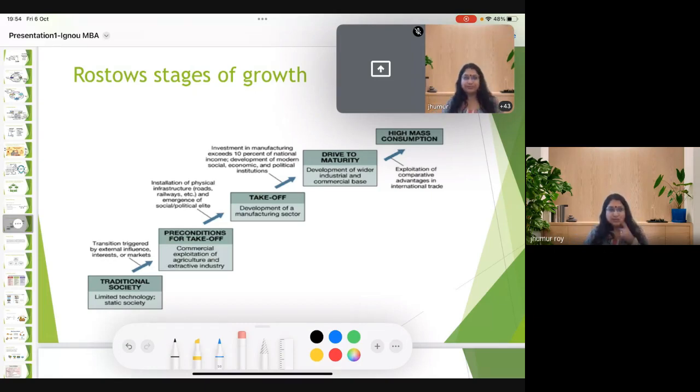So the next thing we talk about is Rostow stages of growth. Under Rostow stages of growth, the first one is a traditional society, a primitive society where nothing is happening. You call this society basically agrarian in nature.